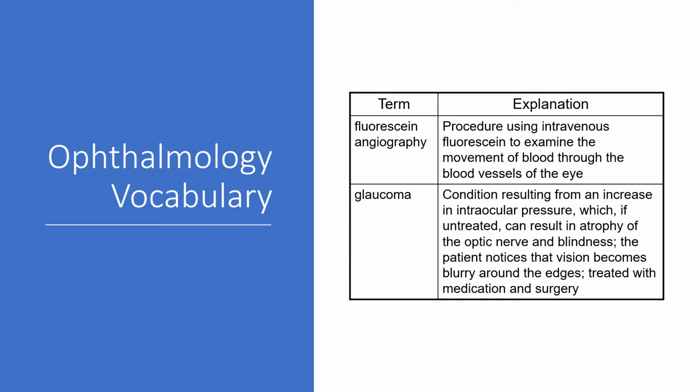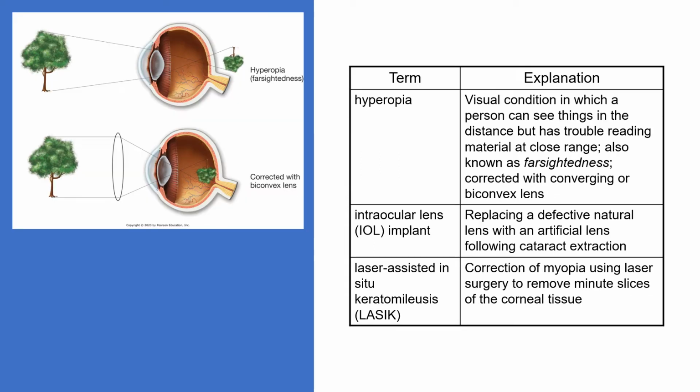Glaucoma is a condition resulting from an increase in intraocular pressure, which, if left untreated, can result in atrophy of the optic nerve and blindness. The patient notices that vision becomes blurry around the edges, and treatment is usually with medication and surgery. Hyperopia is a visual condition in which a person can see things in the distance but has trouble reading material at a close range. It's also known as farsightedness, and it's corrected with converging or biconvex lenses.